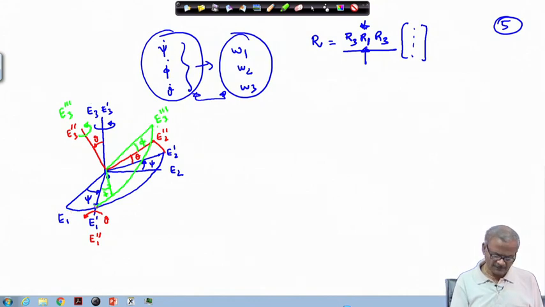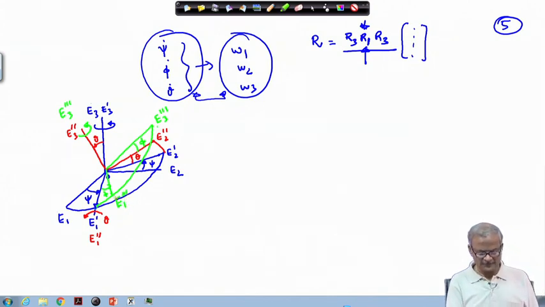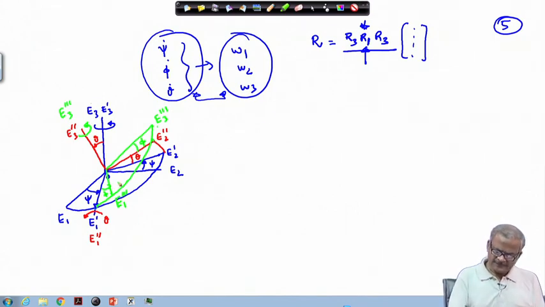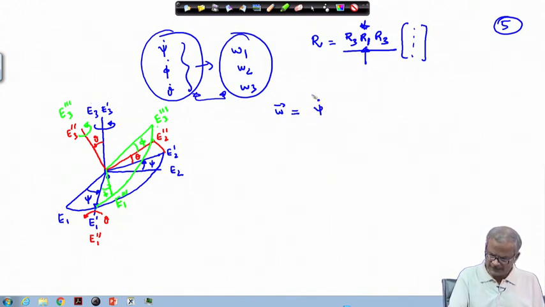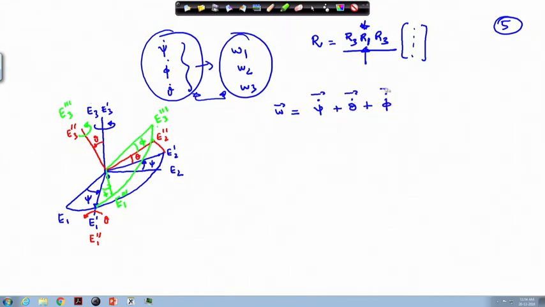If you consider the plane of this page, okay, so that is the E1 prime. So, here in this case this is E1 triple prime. So, E1 triple prime comes out along the z direction, so this is out of this plane. Okay. So, from this figure, what we are interested in is that we want to write omega as a function of psi dot plus theta dot plus phi dot.